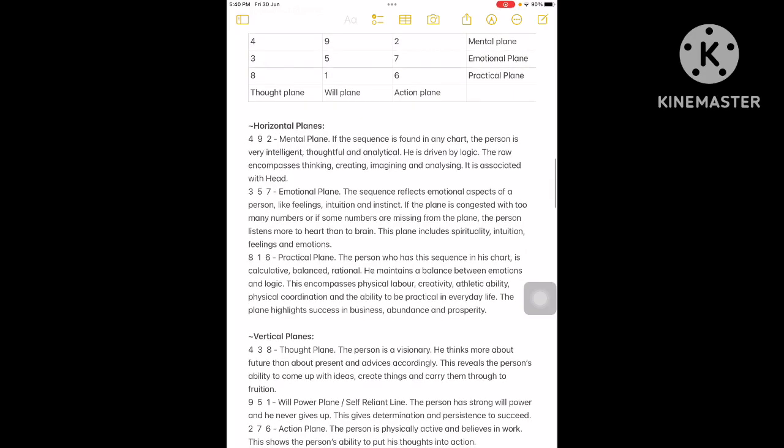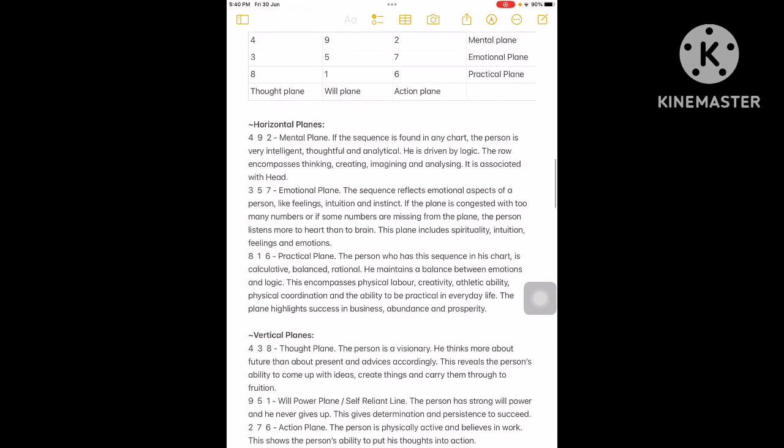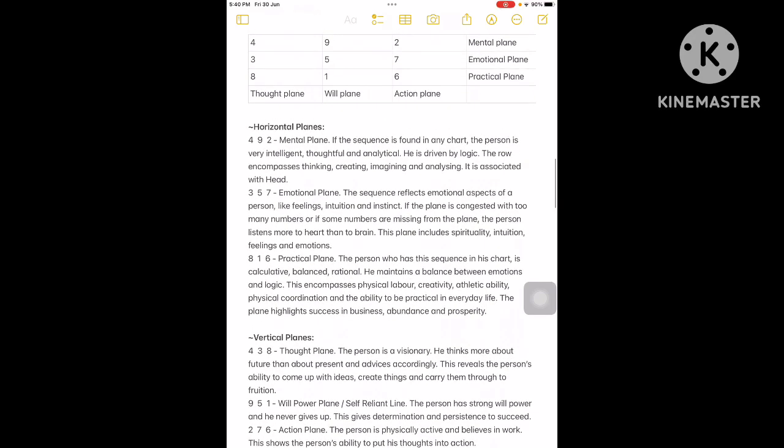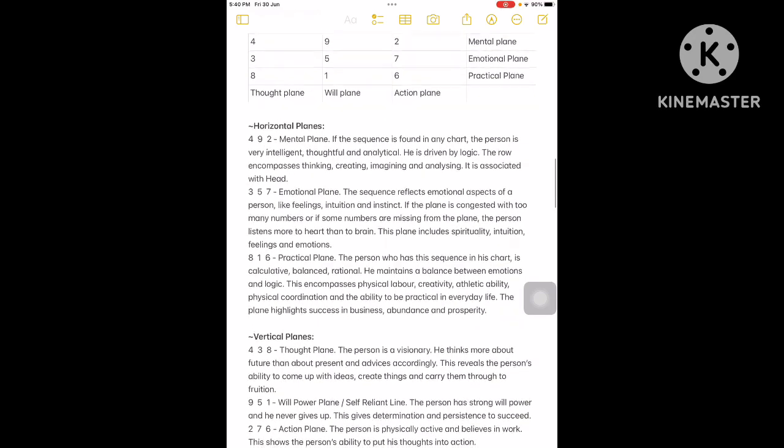We will talk about it later. This is as important as the golden line and silver line. So 951 is very important in will plane, and the third one is action plane.